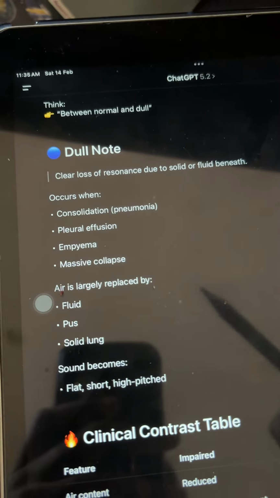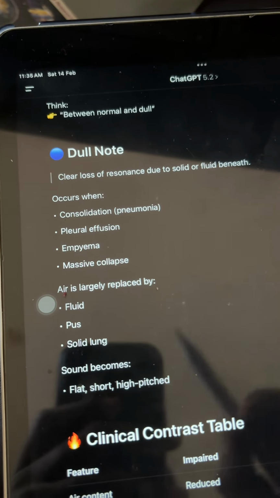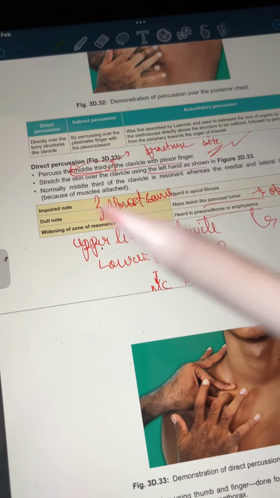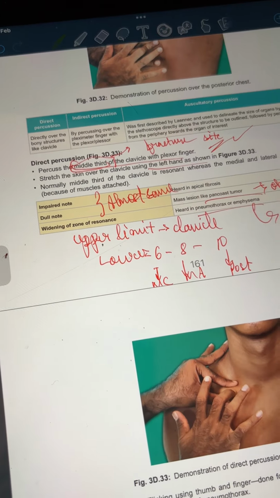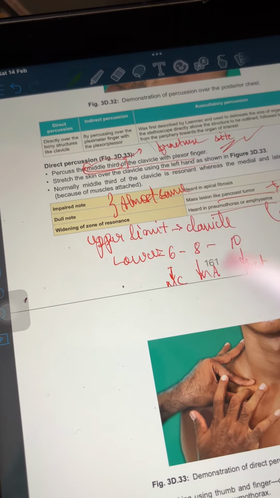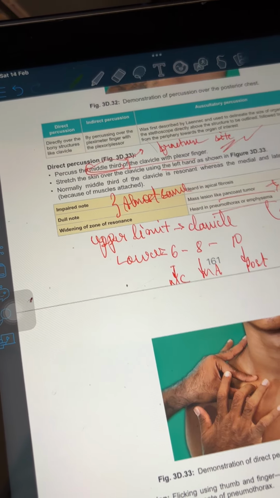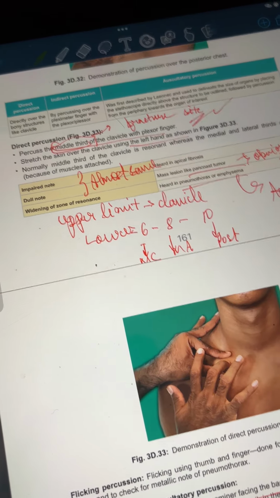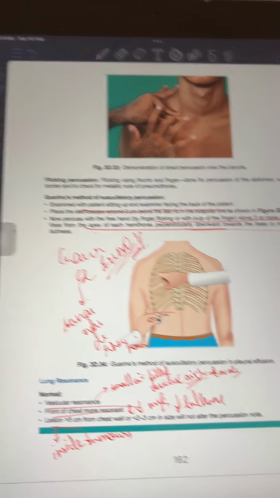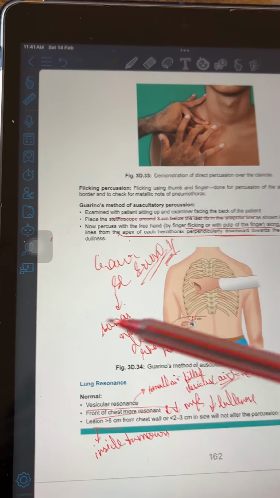Clear loss of resonance is due to solid or fluid. Then you will get to know something is there. Okay, severe conditions. Here in Archith Bowler he has given Pancoast tumor, like a definite mass is there. Widening of the zone of resonance, you know, definitely, is like some air-filled condition, that is emphysema or pneumothorax. Very easy.